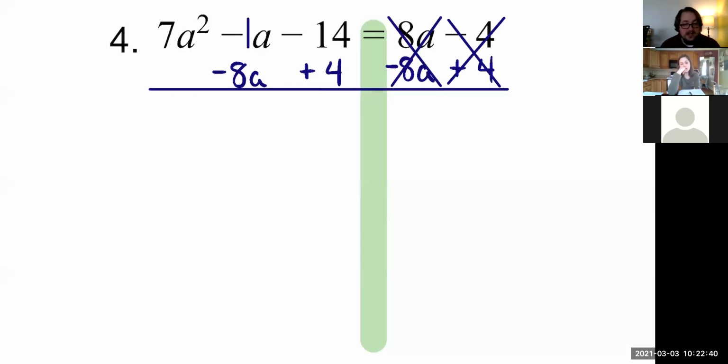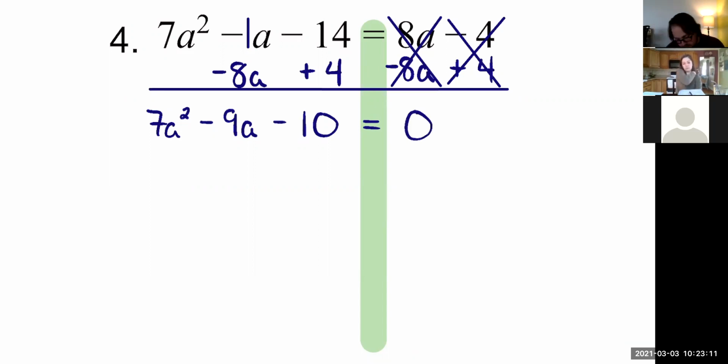So when I go through and clean this up a little bit, I didn't have anything to do with the 7a squared, so it just comes on down. The negative 1a minus the 8a is going to give me a negative 9a, and the negative 14 plus 4 is going to give me a negative 10. Bring down my equal sign. The other side is exactly the thing that I wanted to happen. I've taken everything away. It is now set equal to 0.